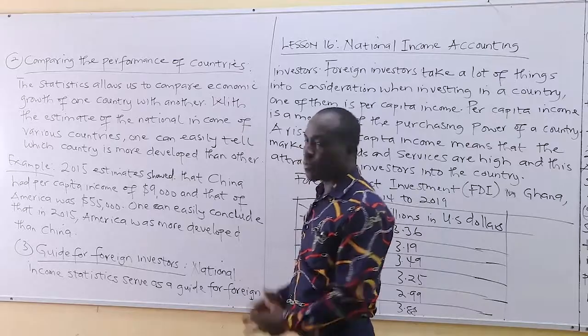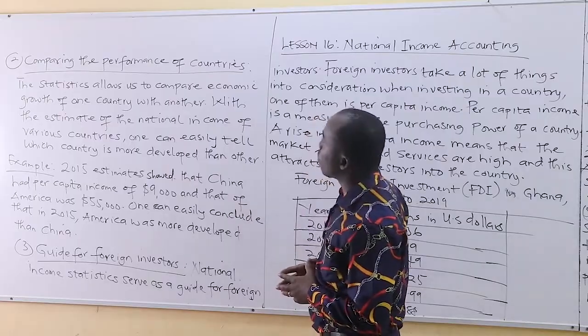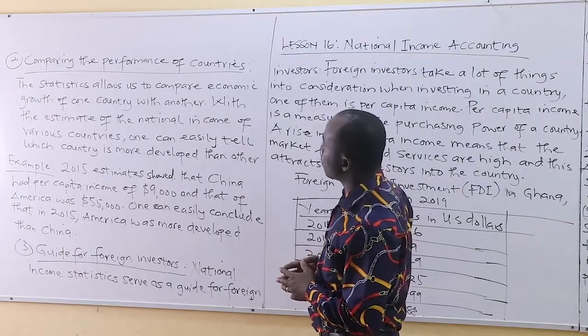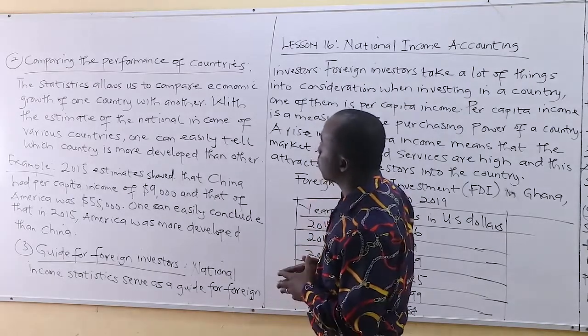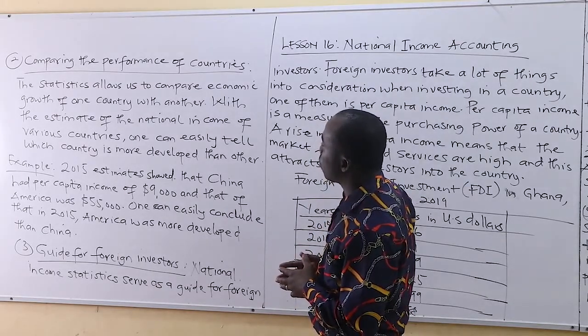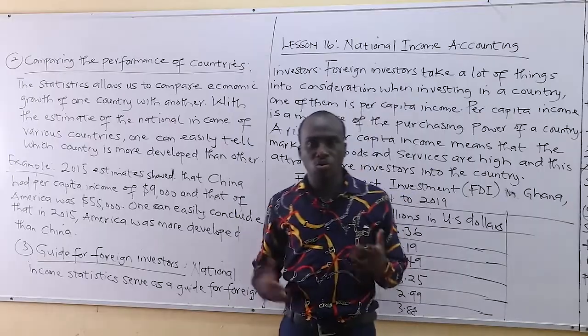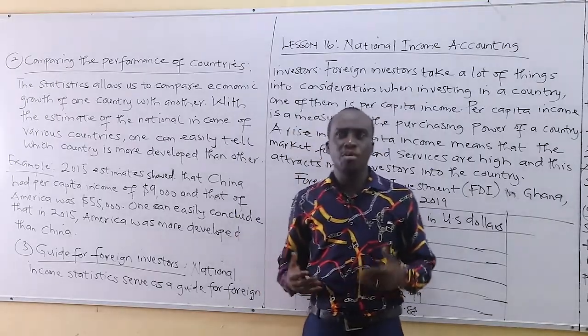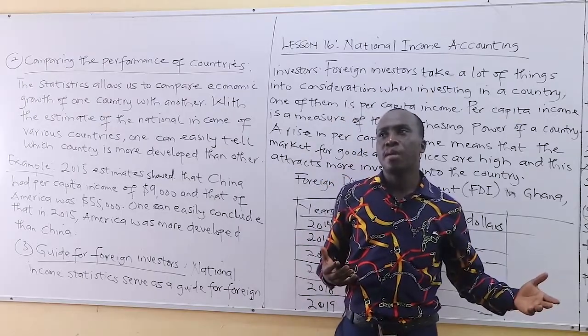Okay, so another importance of knowing the national income estimate is comparing the performance of countries. The statistics help us to compare the economic growth of one country with another. With the estimates of the national income of various countries, one can easily tell which country is more developed than the other. So how can I know that Nigeria is more developed than Ghana, or the US is more developed than Ghana, or Japan is more developed than maybe Turkey?